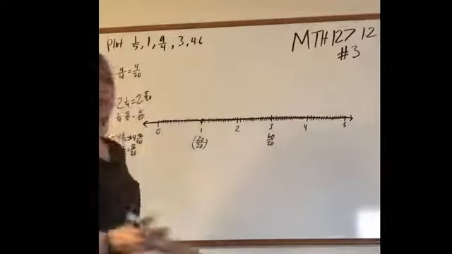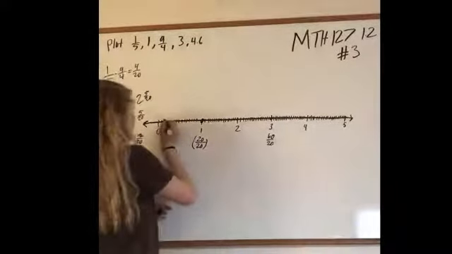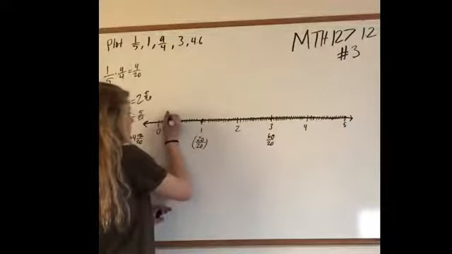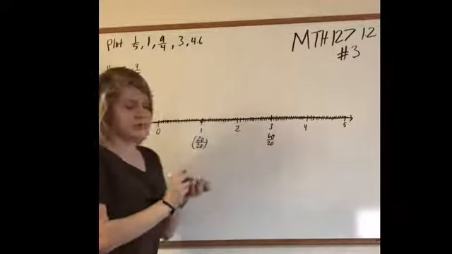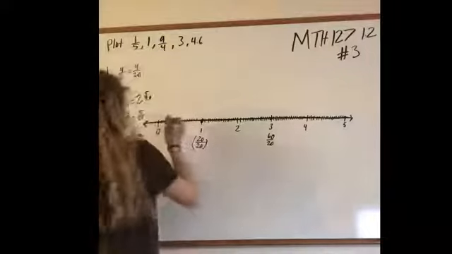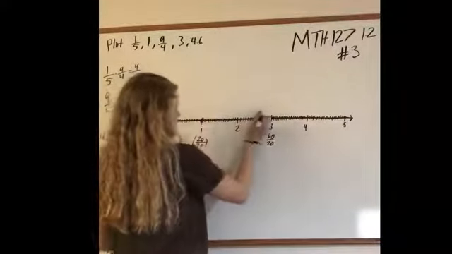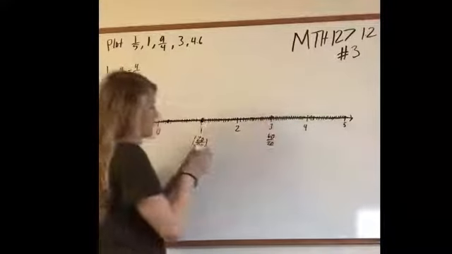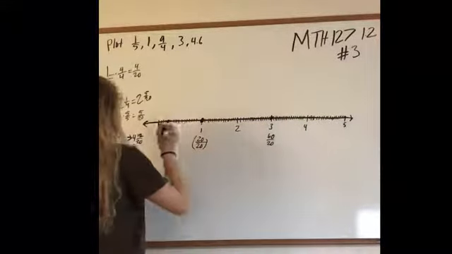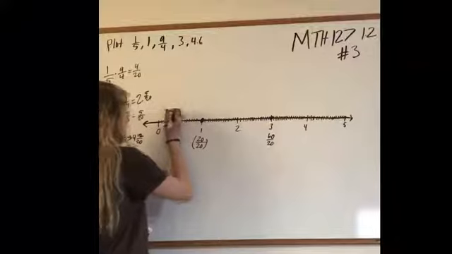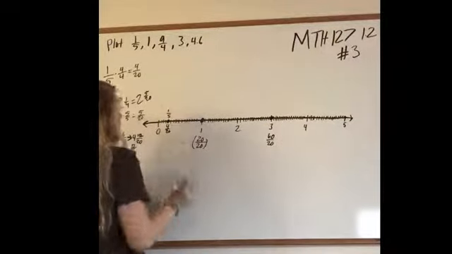So 1/5 would be 4/20. So we'll count 4 tick marks after 0. It'd be right here. I'm going to get a different color. So here would be 4/20, or 1/5.